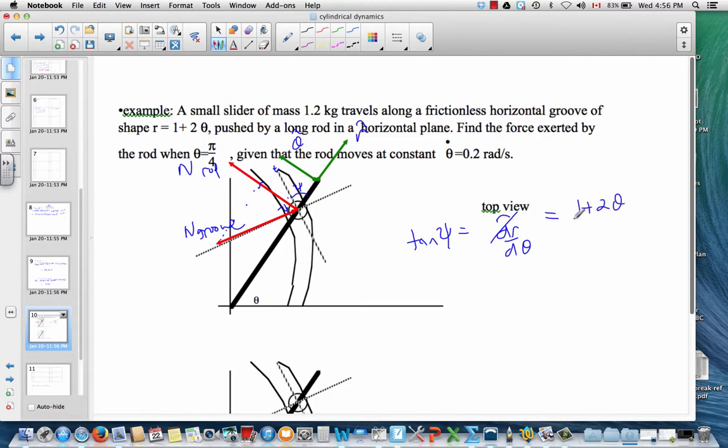Now the shape of this groove, r is 1 plus 2 theta, so that's pretty easy to differentiate. So we substitute in r as 1 plus 2 theta. dr d theta just gives us 2. Now the angle of interest is pi over 4, so we put in pi over 4 here. Divide by 2. This is tan psi. Now this is just a number, so we can do the arctan, and we find that the angle is 52.12 degrees when theta is pi over 4. So we could use that 52-degree angle now to get components of the normal force.